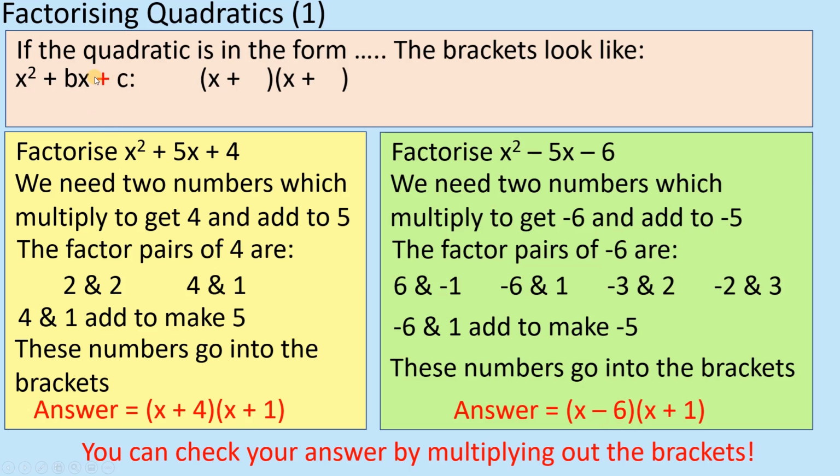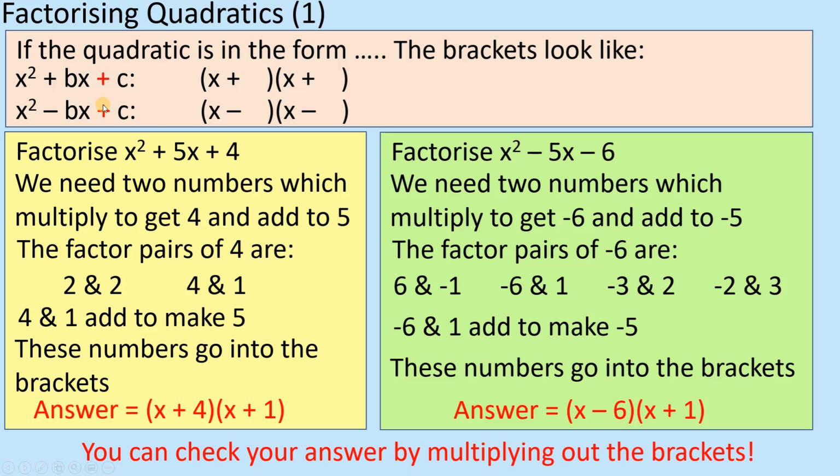If you see a plus and a plus, so two positives like this, then you're going to have two brackets which are both positives as well. It's the only way it's going to work. You cannot have a plus here and a plus here and then end up with some negatives. It won't work. So two positives are going to give you two positives.